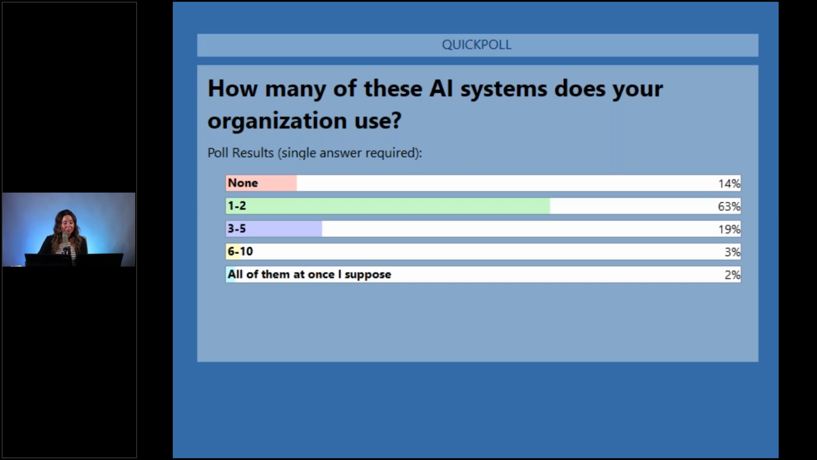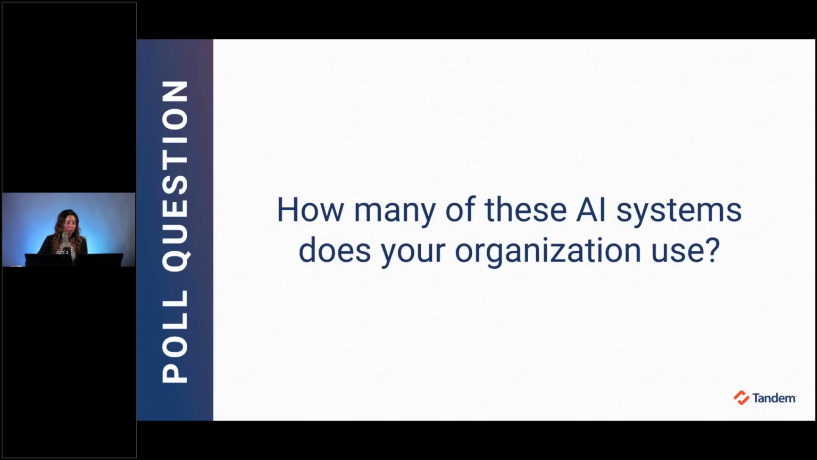Perfect. So yeah, we're seeing that 63% have at least 1 to 2 of those AI systems in use, and that's probably things like ChatGPT or Perplexity. I'm just guessing, I'm really not sure, but we have 19% at 3 to 5, 14% at 9, 3% at 6 to 10, and then 2% at all of them at once, I suppose. Interesting. Thank you so much for sharing. I love these questions.